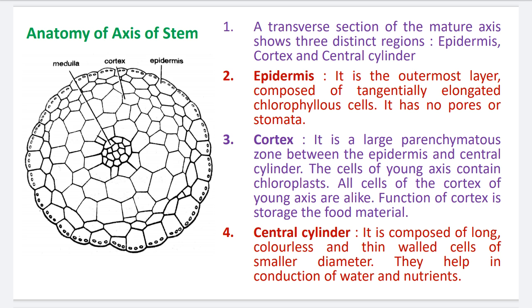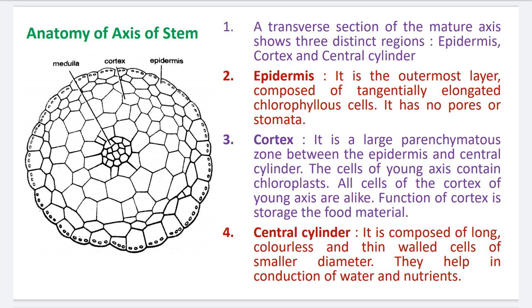One is epidermis, second cortex, and third the central cylinder. The epidermis is the protective covering, the cortex is the food storage region, and the central cylinder is the vascular cylinder. So in this way, this is the very easy functioning of these three parts. Now point number 2, epidermis. It is the outermost layer, composed of tangentially elongated chlorophyllous cells.